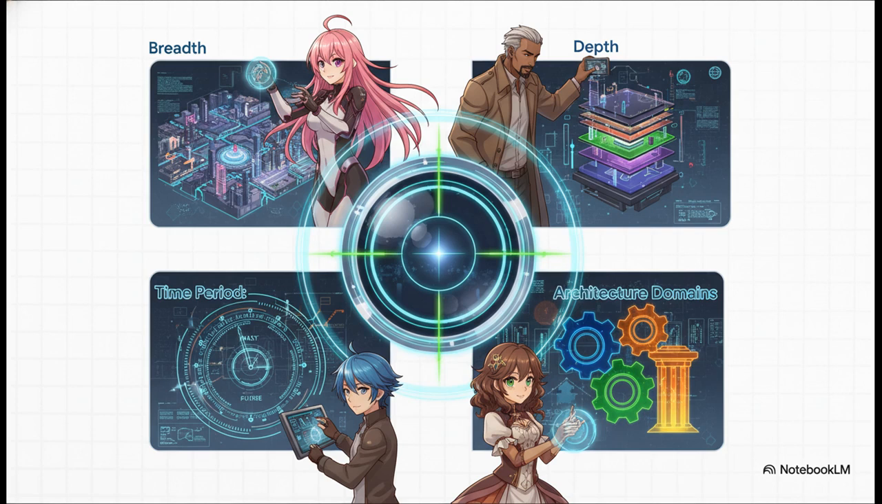First is breadth. What is the full extent of the enterprise we're actually covering? Second is depth. What level of detail is necessary here? Third is the time period. Are we looking at a target that's 6 years out? Are we focusing on much shorter transition architectures? And fourth, the specific architecture domains we are going to tackle.